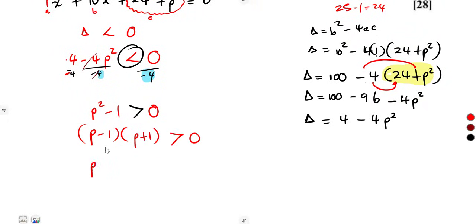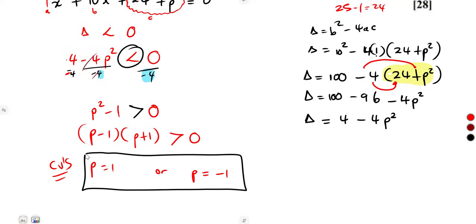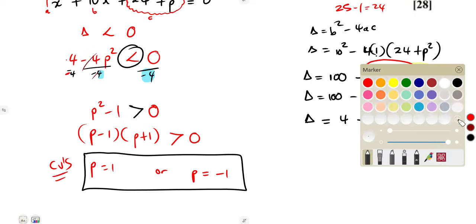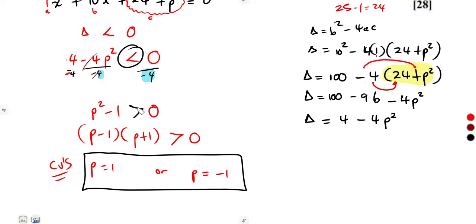So meaning to say p is equal to what? Having our critical values. Minus 1 to the other side is going to be positive 1. Or p is equal to positive 1 to the other side, that's a negative 1. So these are the critical values, the ones that we are going to use now to obtain the exact values of p. It's either you're going to use the graphical way, or you're going to use the number line. All right, minus 1, this is positive 1.